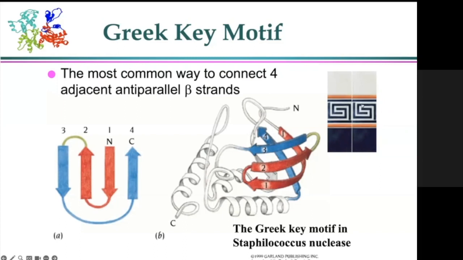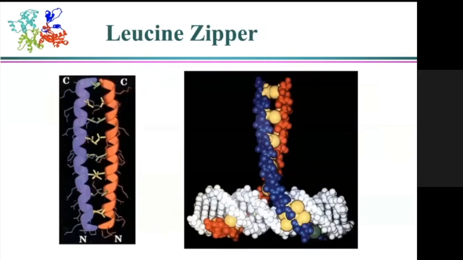Yes, that's why it's called a Greek key motif, and it doesn't have to be in the plane. Here you see that it could be in this twisted format, and then it could form some kind of a barrel shape. So that basically shows the diversity of this supersecondary structure.